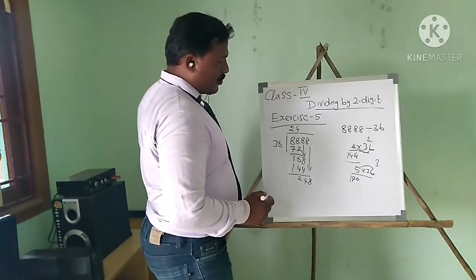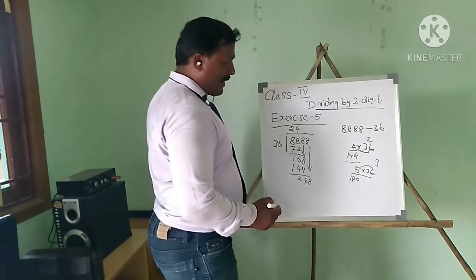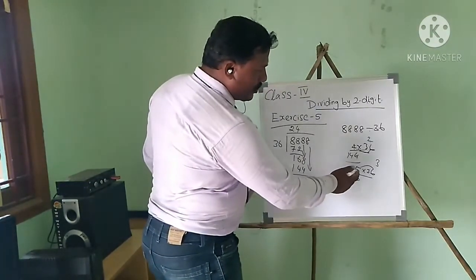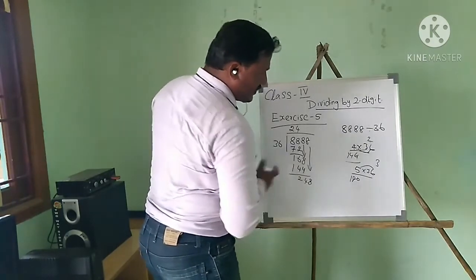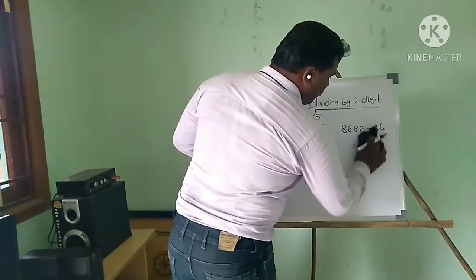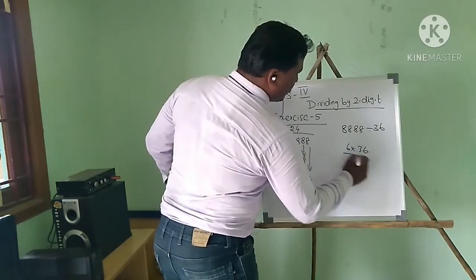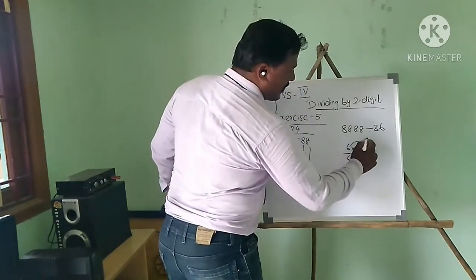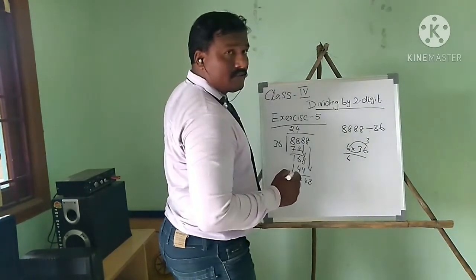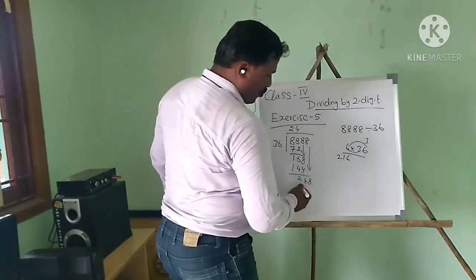248. So how many 36 are there in 248? We want to find out. So I already told you 5 times is 180. So I will check 6 times. So 6 into 36: 6 sixes are 36, remainder 3. 6 threes are 18, 18 plus 3, 21. So 216.